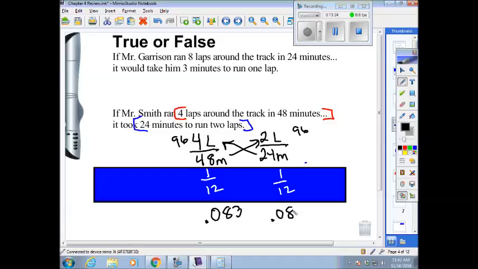0.083, fine. 0.083. Everybody understand what we're doing here? Yeah. Now, the other way that you could have done it, and I don't even like doing this really because I don't want to confuse you, but that way works.